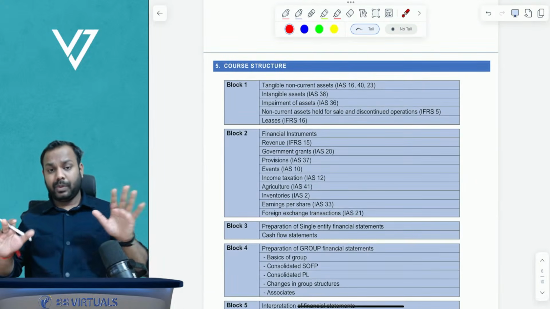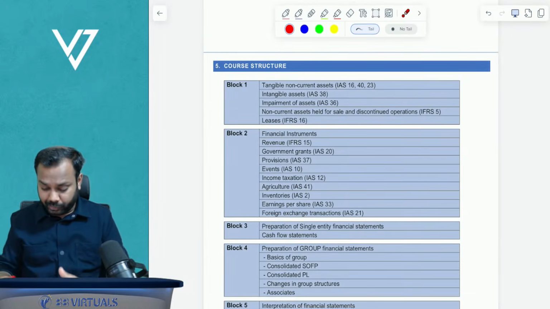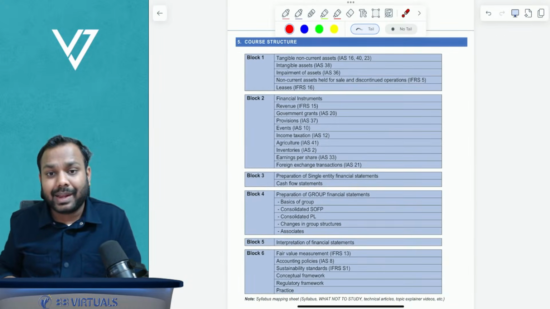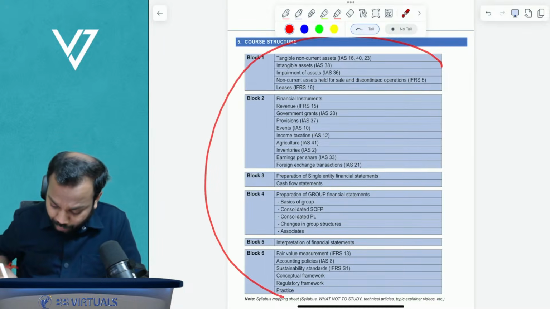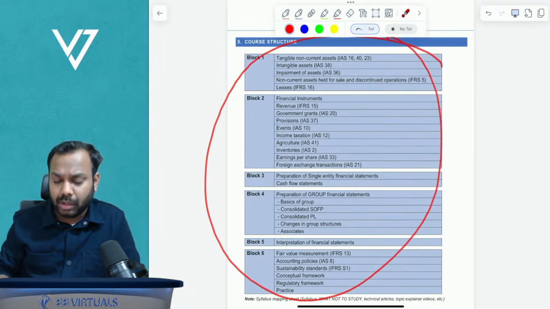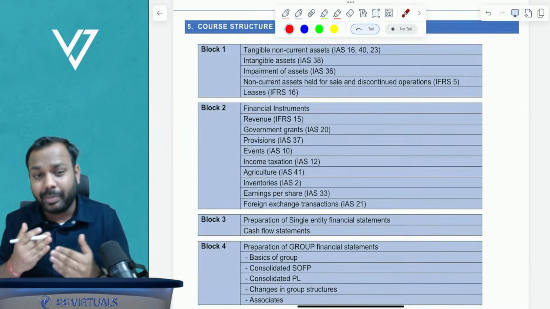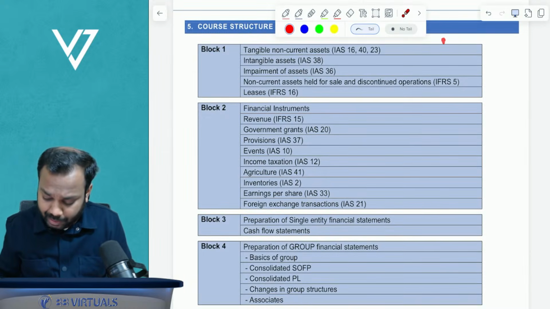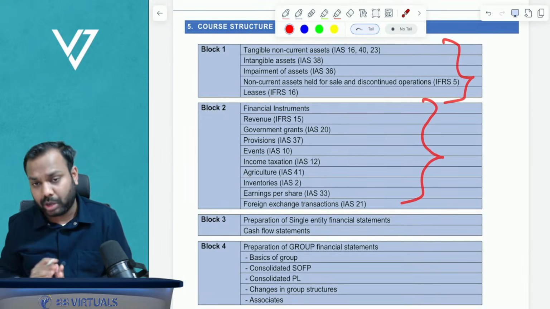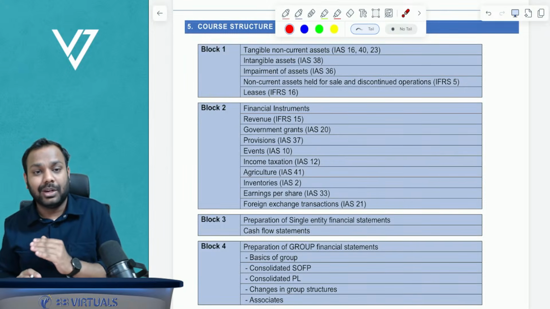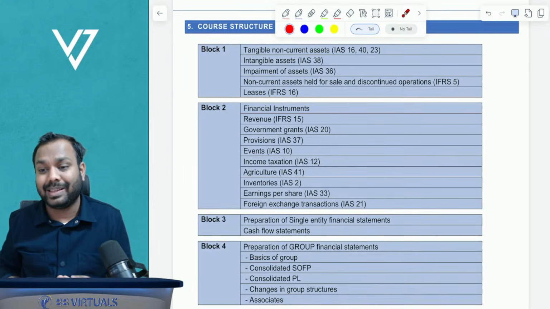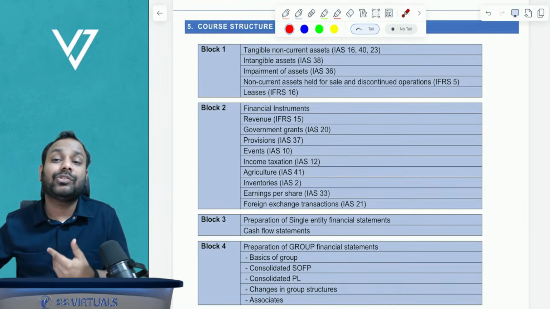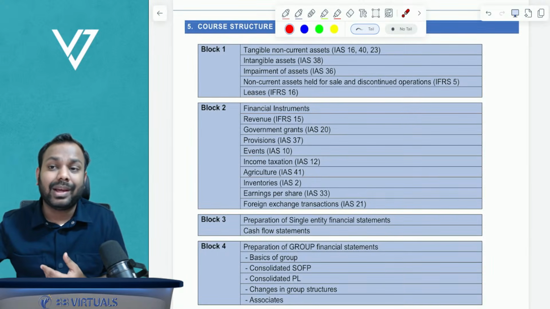what we have done in our lectures, okay, we have divided the entire syllabus block wise. Okay, chapters of similar nature are clubbed into one block by block, so that you have a sense of completeness. You will get a sense of completeness, a sense of achievement while doing your lectures.